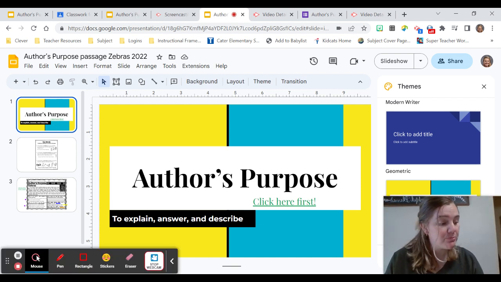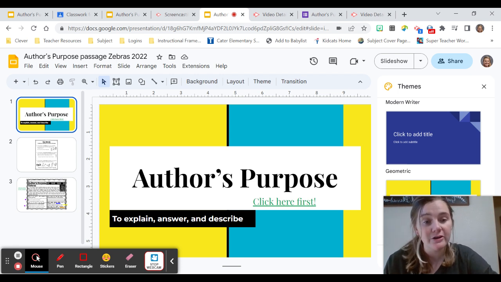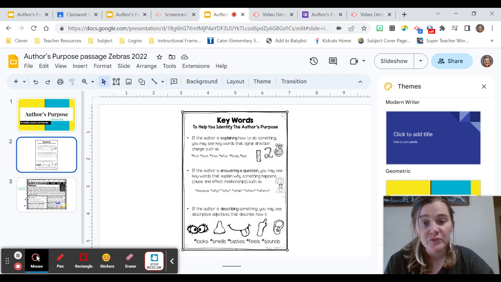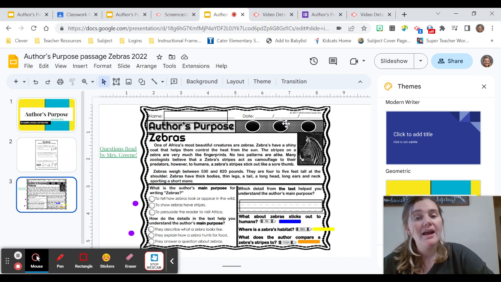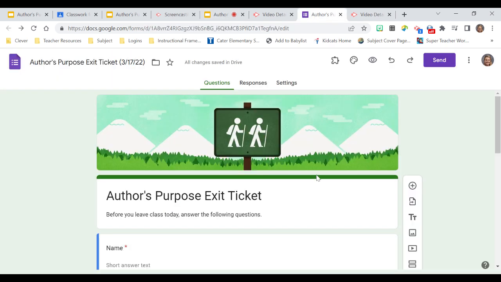And then for my students who are proficient and not proficient, they would be working on this passage. Again, they would be able to click here for me to explain to them how to complete the passage. They will also get the poster to remind them of the different kinds of keywords to look for. And then this would be the passage they're completing. It is very similar to the advanced one, just fewer questions, but still finding that text evidence and typing some answers in. And then after all of the students are done, they will answer this exit ticket.